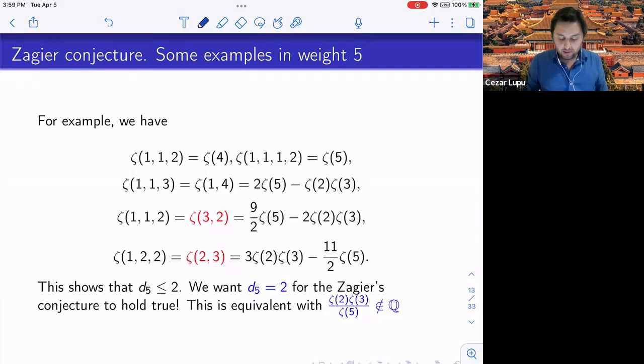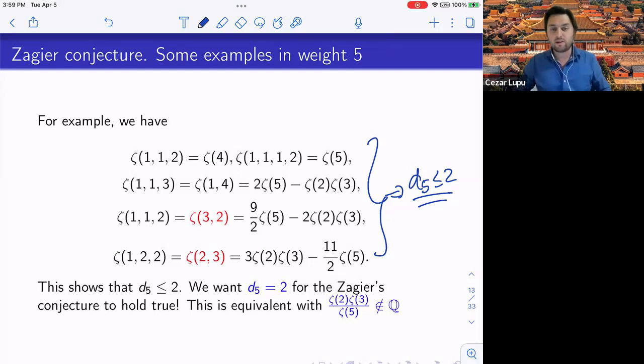But as you can see now from these examples, one can infer that the dimension is less than or equal to 2, right? We have these 2 here. But if I wanted the Zagier conjecture to be true, this would be equivalent to zeta of 2 times zeta of 3 over zeta of 5 being irrational. We don't even know how to prove that D5 equals 2. But of course we have that it is less than or equal to 2.